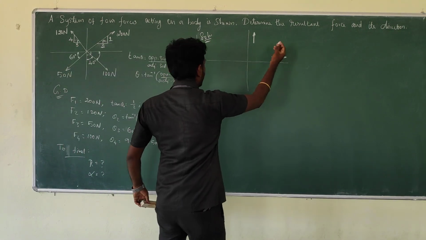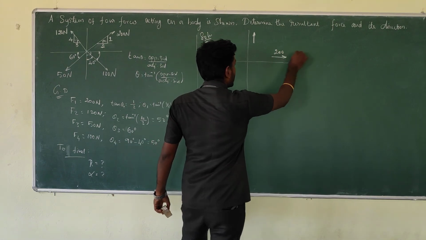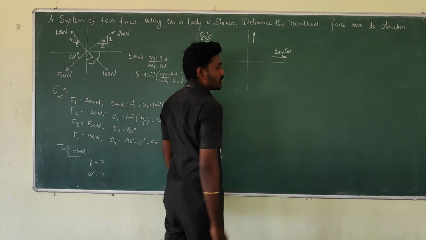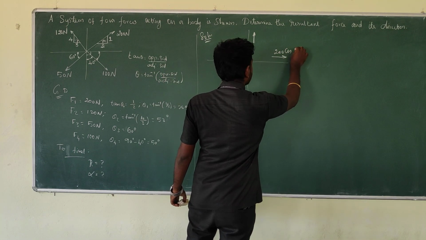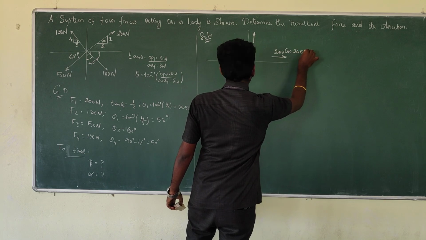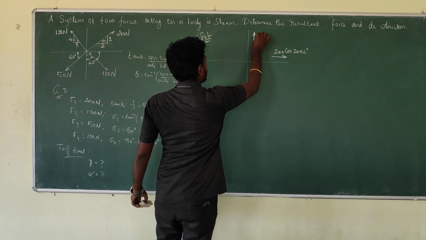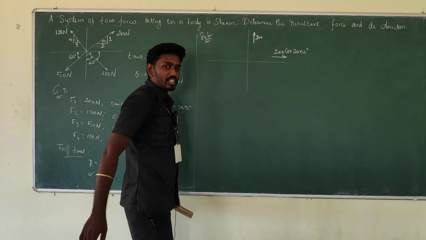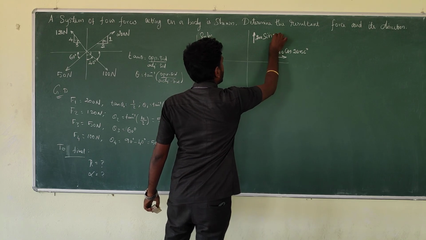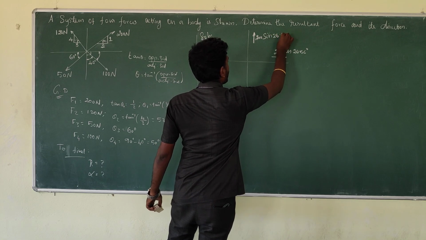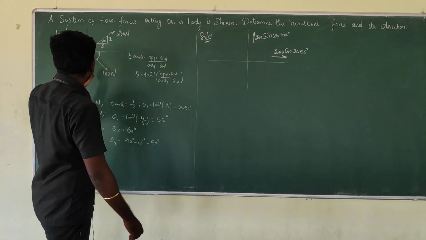When I designate the force 200, for the horizontal force I take cos theta, where theta is 26.56 degree. The vertical component of 200 is sine theta, 26.56 degree. Okay, move to the next one.